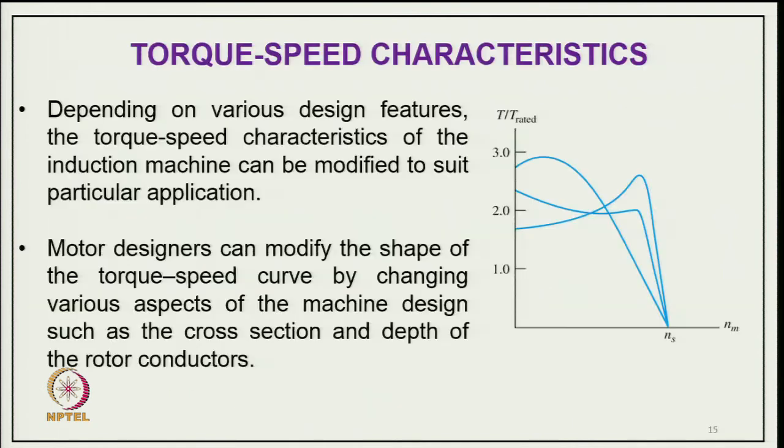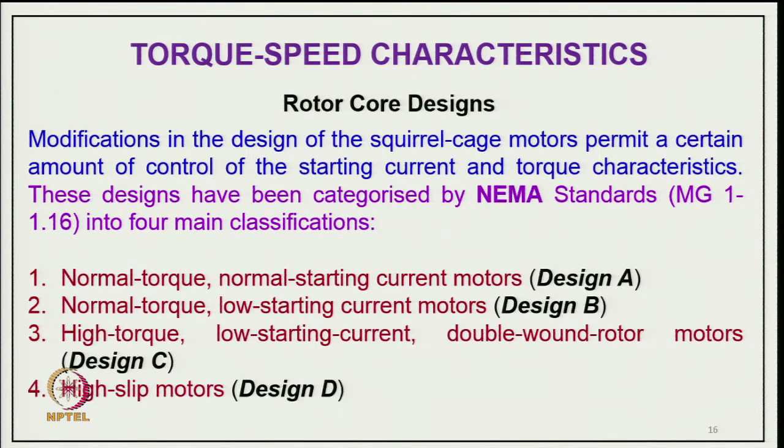Now, coming to torque speed characteristics, depending upon the various design features, the torque speed characteristic of the induction motor can be modified to suit a particular application. The motor designer can modify the shape of the torque speed characteristic by changing various aspects of the machine design, such as the cross section and depth of the rotor conductor. So, you can see there are different torque speed characteristics: in one the peak torque is here, another is this kind of characteristic, another is this kind.